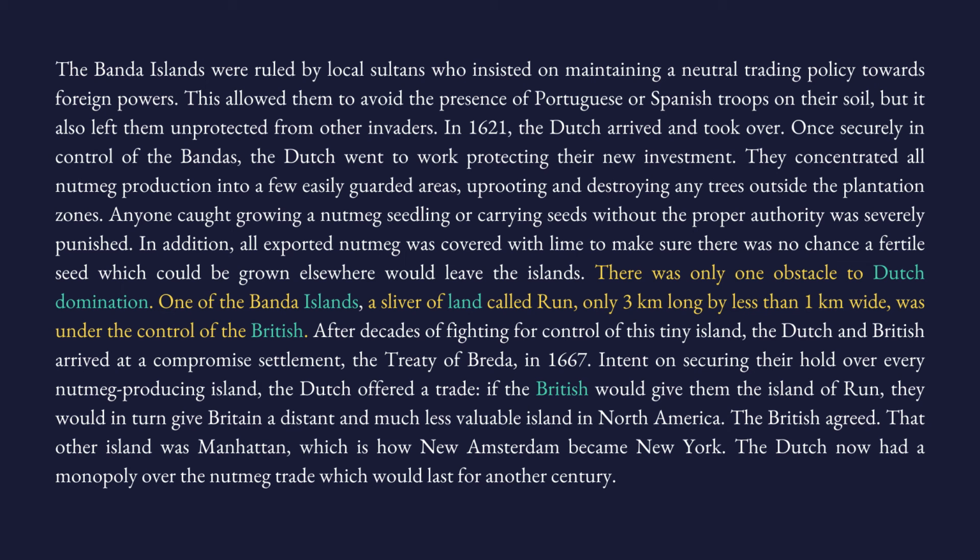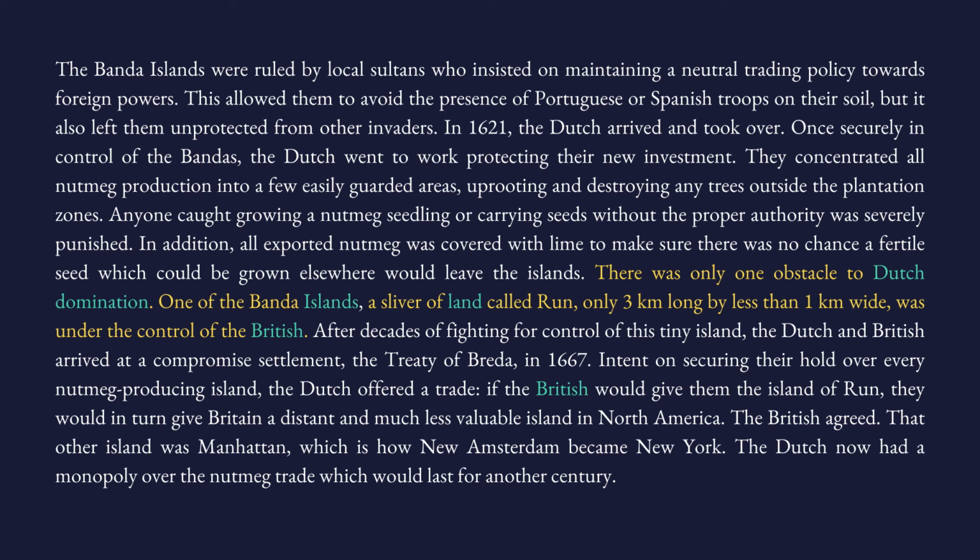One of the Banda Islands, if I'm pronouncing Banda correctly, a sliver of the land called Run. A sliver means a narrow or small part. So this Banda Island was a small part of a land that was called Run, only 3 kilometers long by less than 1 kilometer wide, was under the control of the British. So again, we have it. So basically, this land that was a small part of a land called Run, was under the control of the British. And apparently, the Dutch are going to take control of it.